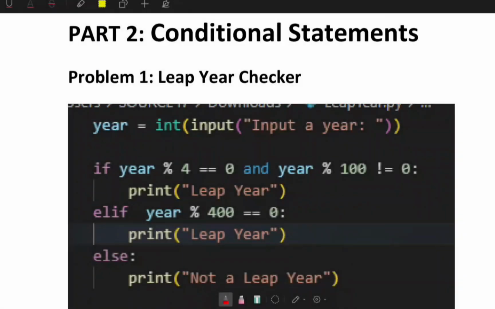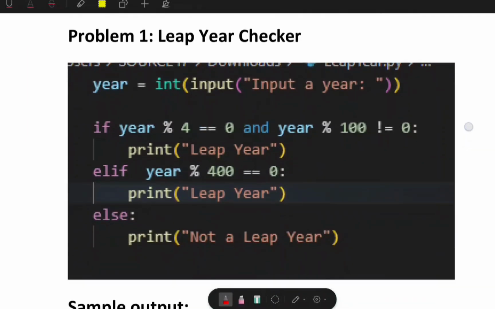For part 2, we have conditional statements. Problem number 1 is the leap year checker. So, we will just check if the year is a leap year or not. The variable I used here is year, to keep it simple, and then int, since year is an integer, input a year.